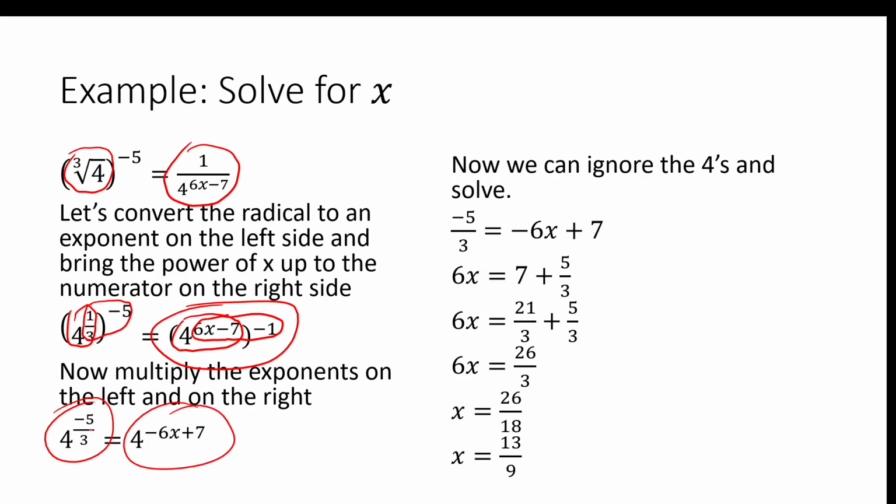And so now we have a power on each side with a base of 4. So we can say negative 5/3 equals negative 6x plus 7. So add 6x to both sides, add 5/3 to both sides. We get 6x equals 7 plus 5/3. 7 is 21 over 3, so 6x ultimately equals 26 over 3. Dividing both sides by 6, we get x equals 26 over 18, and we can actually reduce that fraction to 13 over 9.